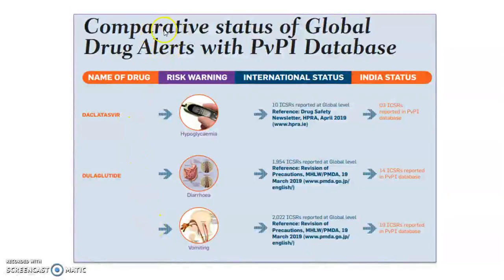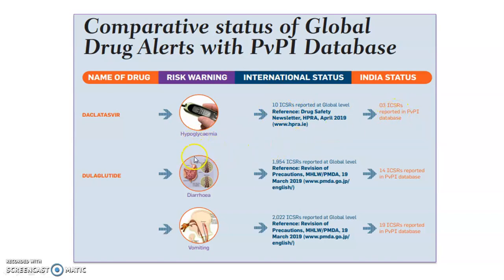PvPI has given some of the drugs comparative status along with the global drug alerts. Here you can see the name of the drug, what the risk warnings are, and what the status is at the international level and in India. You can see the drug here, Delectasavir. If it is used, it is going to produce hypoglycemia. Internationally there are 10 cases reported, and in India there are 3 cases reported.